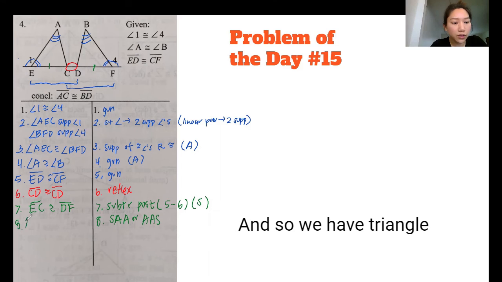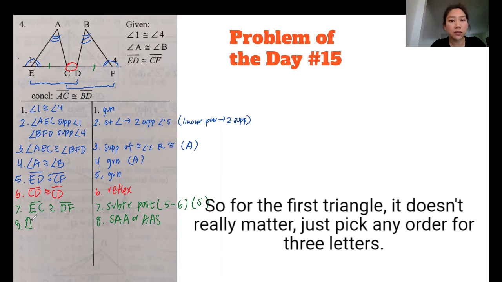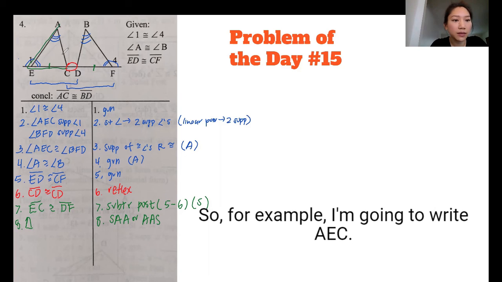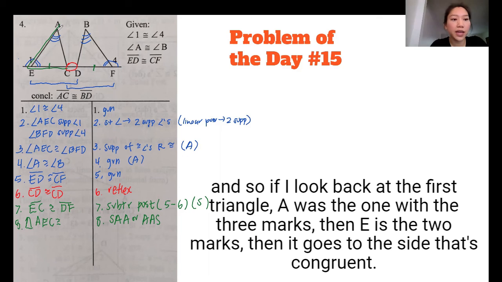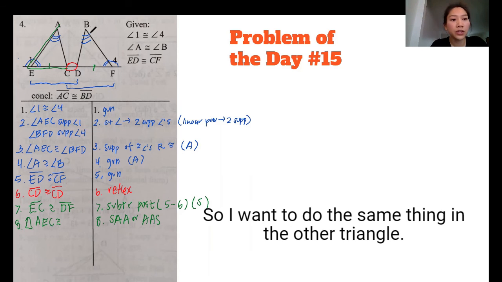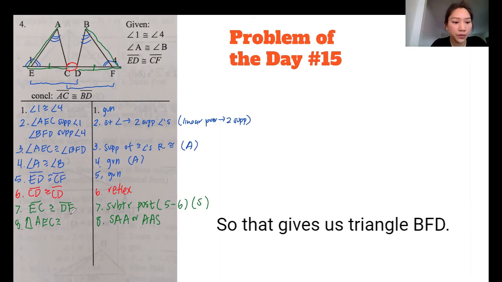And so we have triangle... Again, the order in which you write the letters for congruent triangles matters, so you have to be consistent. For the first triangle, it doesn't really matter, just pick any order for the 3 letters. For example, I'm going to write A, E, C. So we have A, then E, then C is congruent to... If I look back at the first triangle, A was the one with the 3 marks, then E is the 2 marks, then it goes to the side that's congruent. I want to do the same thing in the other triangle: the 3 marks, then the 2 marks, then the side that's congruent. So that gives us B, F, D. So triangle BFD.